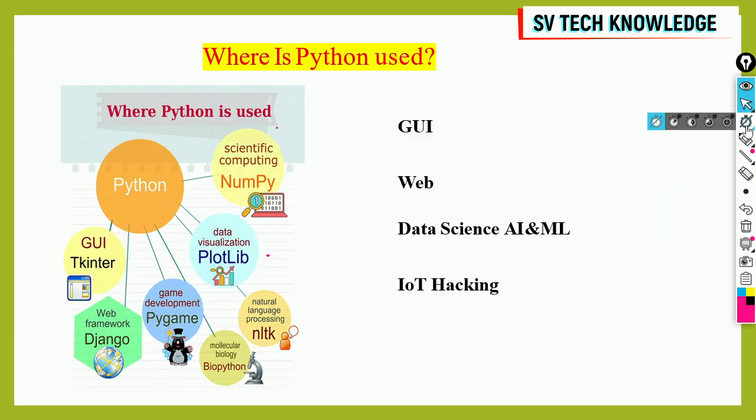Where is Python used? As per my view, Python can be used anywhere and everywhere today. In GUI applications, web applications, data science and artificial intelligence, machine learning, IoT, hacking, everywhere Python is going to be used.